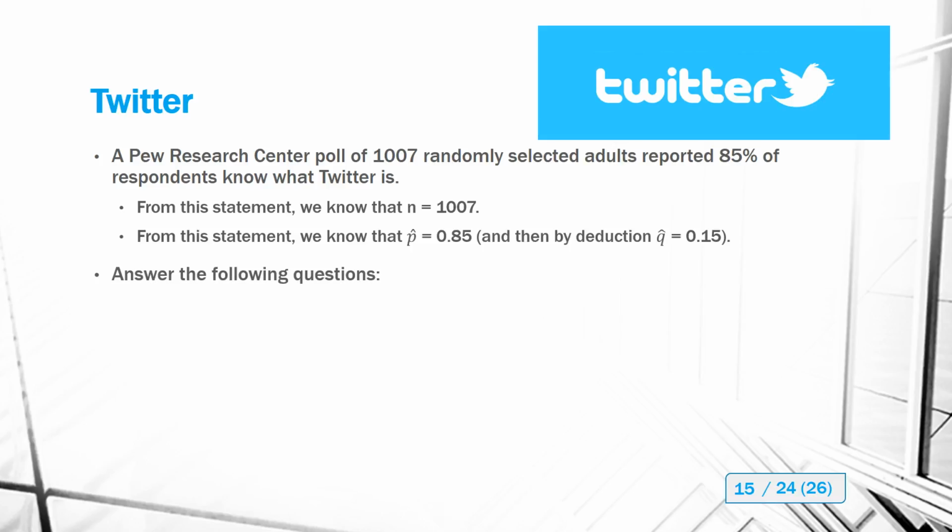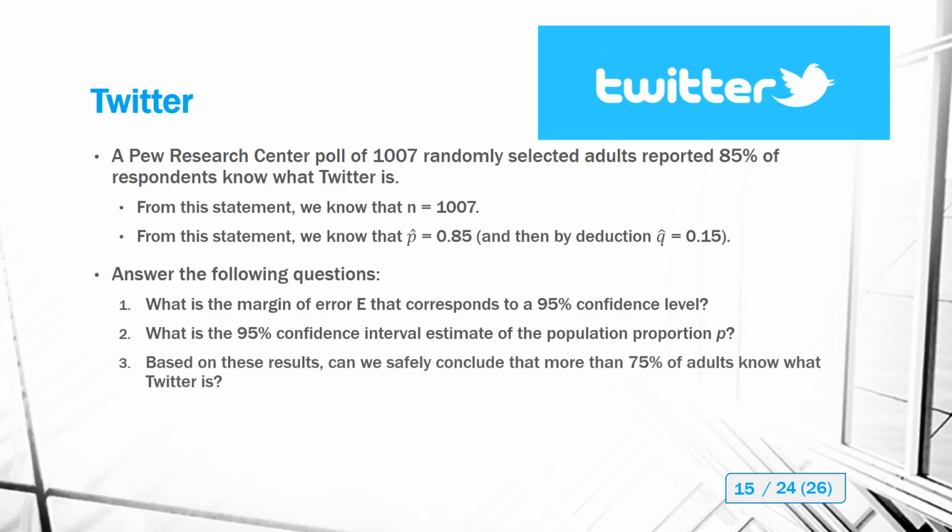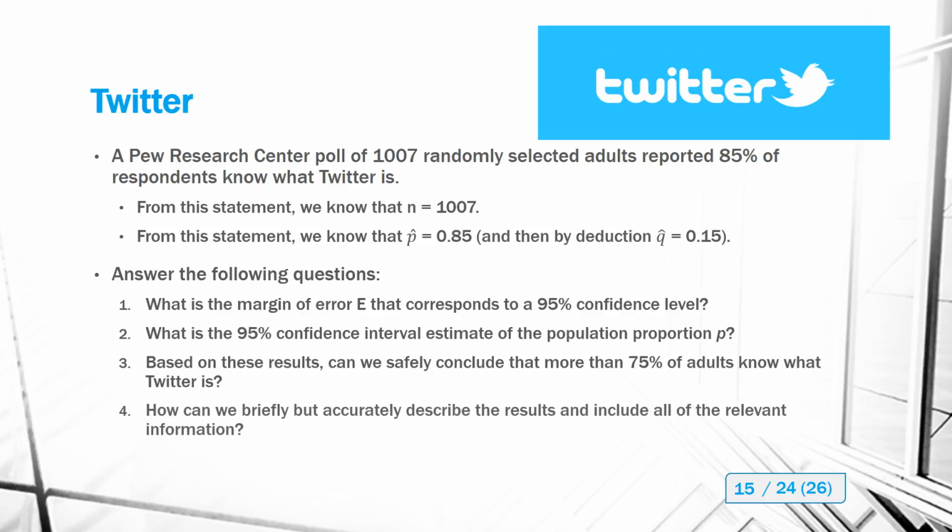So now that we know 3 of the variables that we need for performing a confidence interval, let's answer the following questions. 1. What is the margin of error E that corresponds to a 95% confidence level? 2. What is the 95% confidence interval estimate of the population proportion p? And 3, based on these results, can we safely conclude that more than 75% of adults know what Twitter is? And then finally, how can we briefly but accurately describe the results and include all of the relevant information?